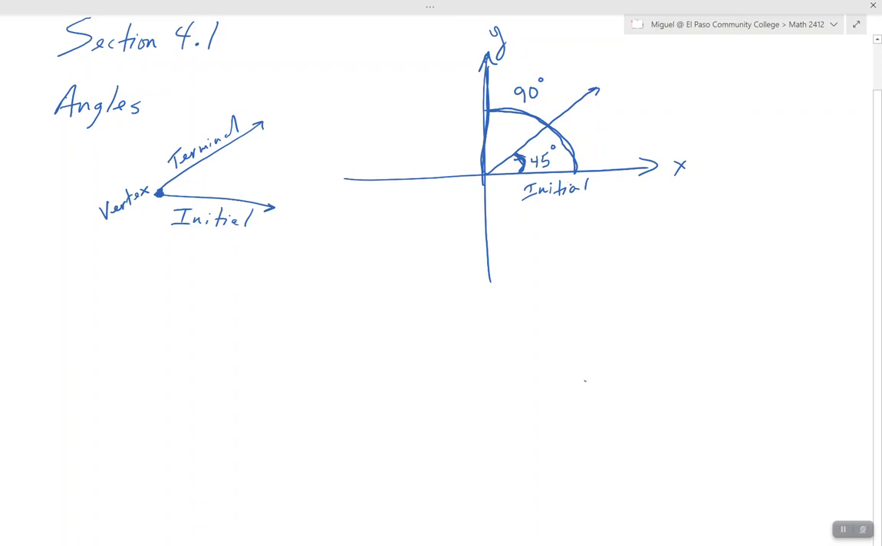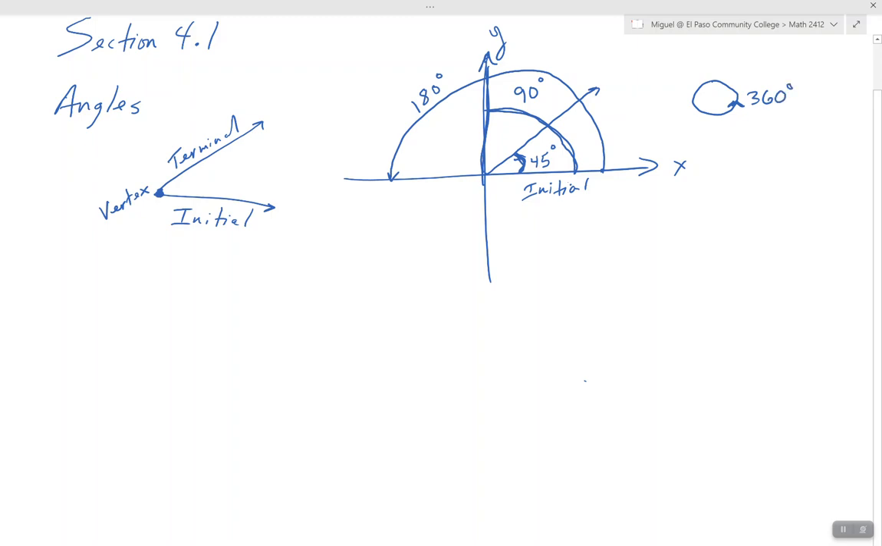If I go all the way to the other side of the x-axis, from here all the way here, now we're talking about 180 degrees. And of course, I can do this all the way till I go a full circle. A full circle would be how many degrees? 360, good. All the way around, 360.